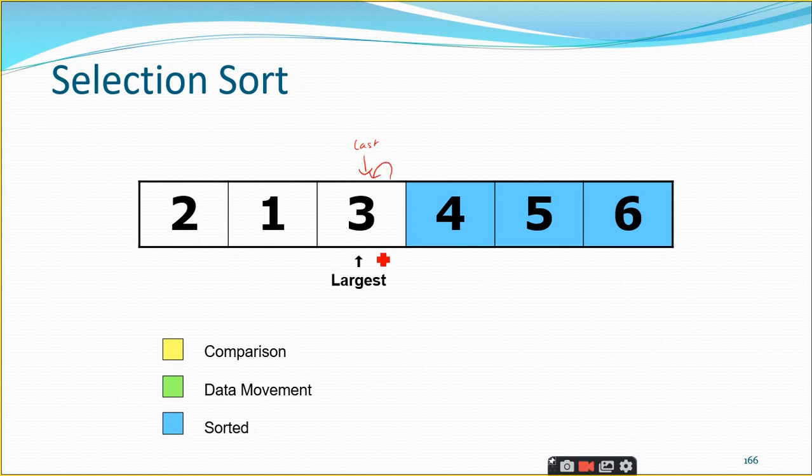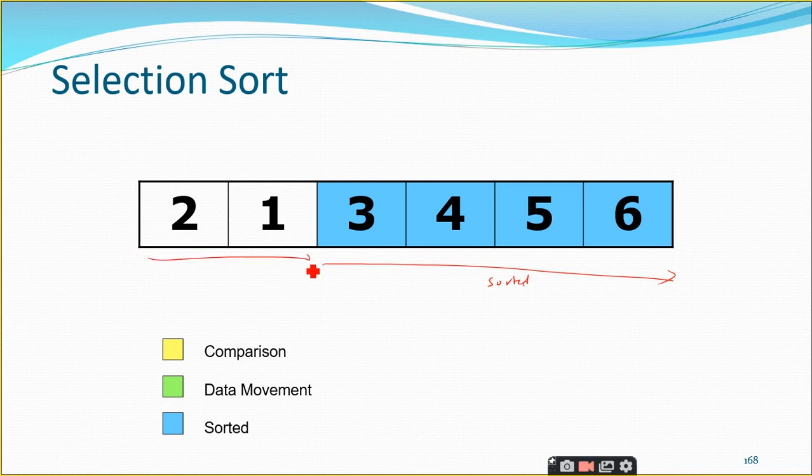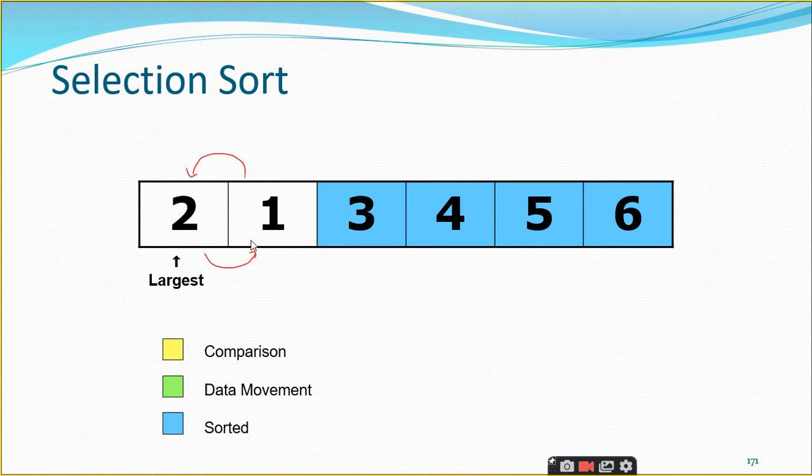You swap these 2 elements. So, 3 swapped with 3 retains the same. After this, you have 3, 4, 5, 6 under the sorted array and 2 and 1 under the unsorted array. Repeat the process on this unsorted array. Select the high value as A of 0, that is 2. 2 compared with 1, retain the value of high, the largest value is 2. Swap this largest value with the last value or the rightmost value of the unsorted array, this one.